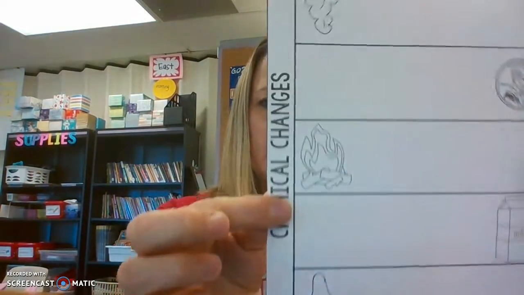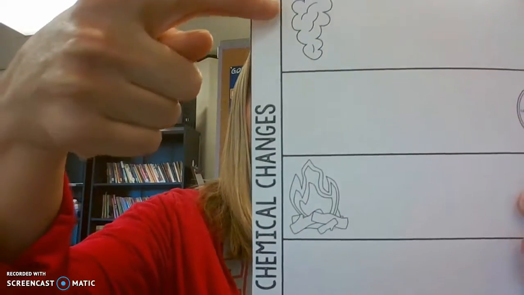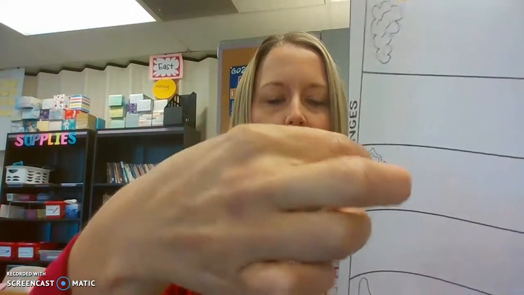First thing I'd like for you to do is cut around the chemical change page. So here's what it looks like. Next, you're going to make a fold. We're going to use this line right here, and you're going to fold. So I'll fold it, and then I'll show you what it looks like.